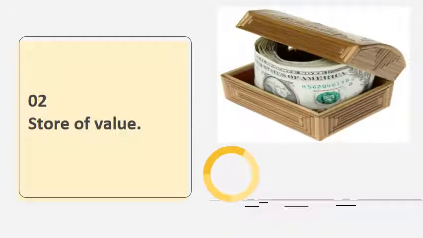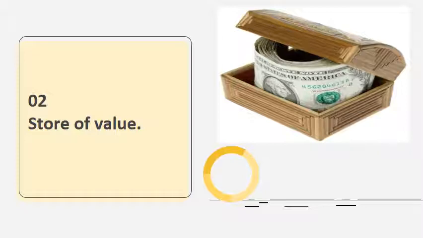Store of value. Money acts as a store of value. Money not only satisfies wants in the present, but also makes provision for the satisfaction of wants in the future. This is possible due to savings. According to J.M. Keynes, money is a link between the present and the future.